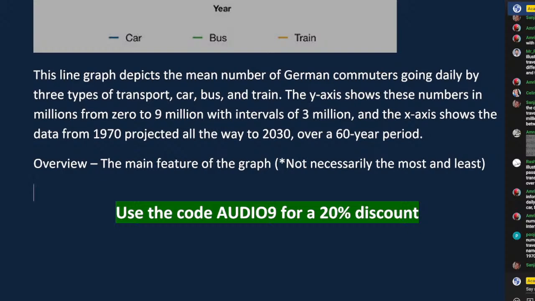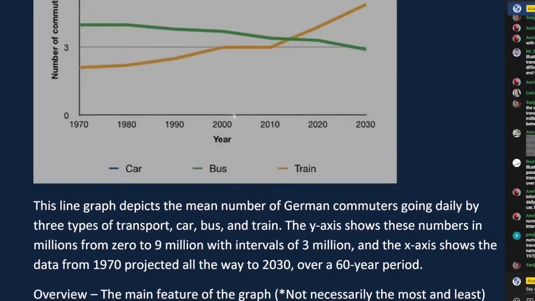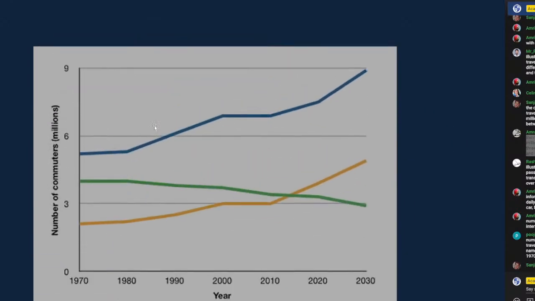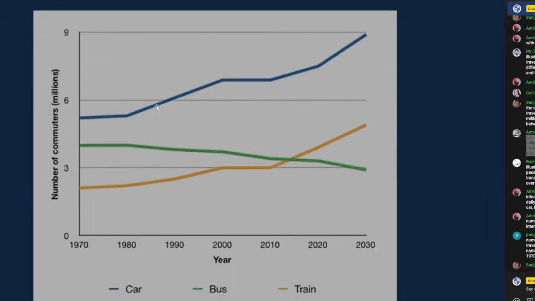All right. Rashika, Amrit, Pooja, write the overview because you're first on my list to look at the overview and to review your overview, okay? So I want to be fair and kind of switch up so that everybody gets a bit of feedback. So let's take a look at the line graph and see what we can identify as the main features, okay?